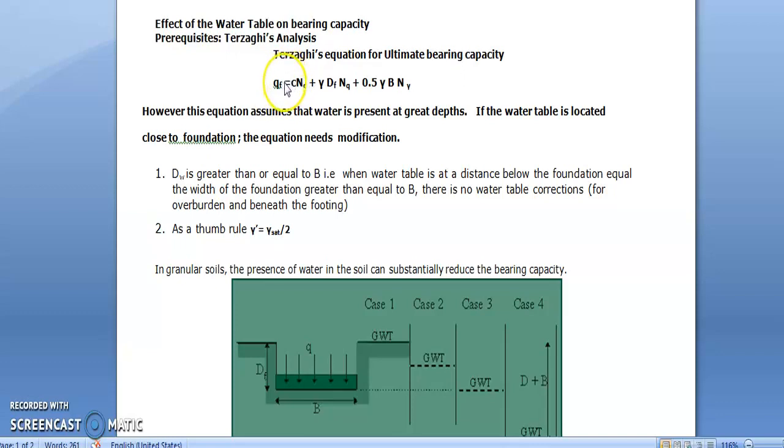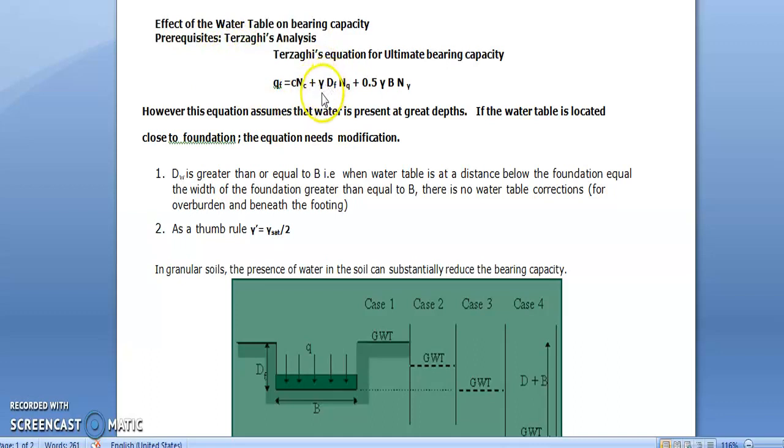But there are multiple more. There is Hansen's theory, there is Vesic's. So the equation might have slight changes. But whatever the effect of water table, the way this effect is incorporated in these various equations given by multiple people is the same. The changes you are going to make are irrespective of the equation. What I am trying to say is, because of the presence of water table, primarily this gamma is going to change.